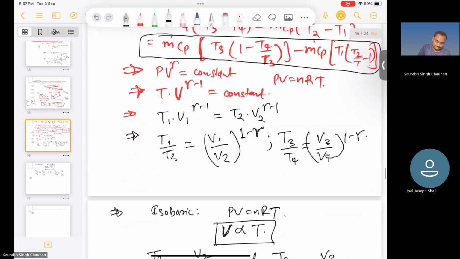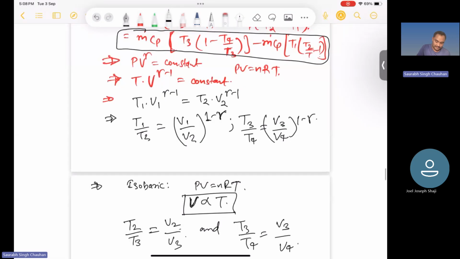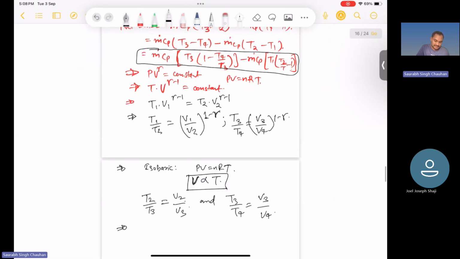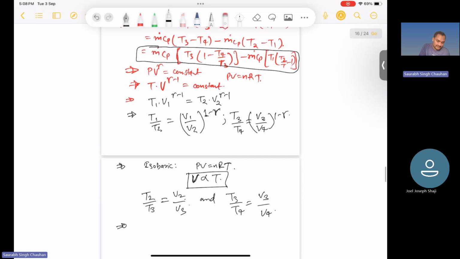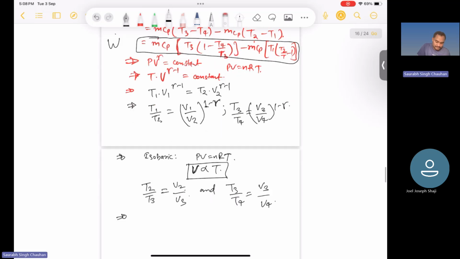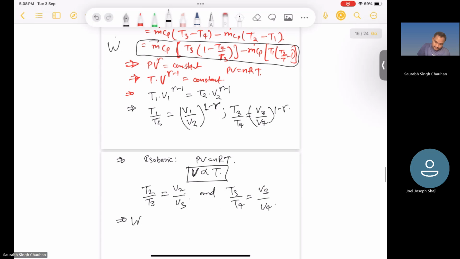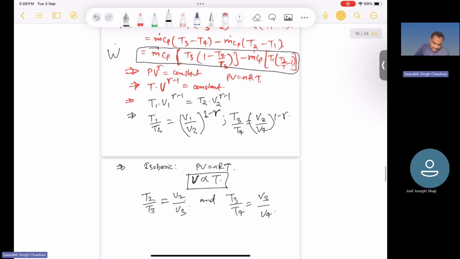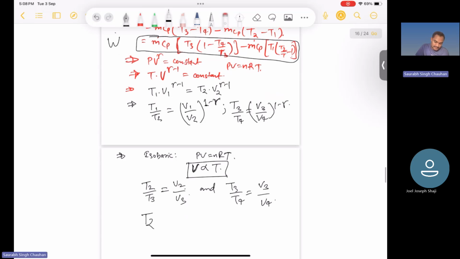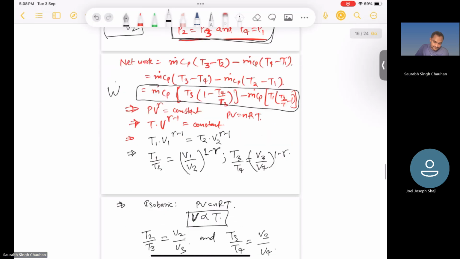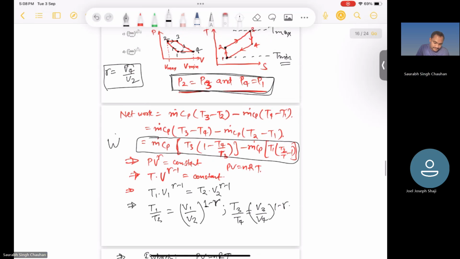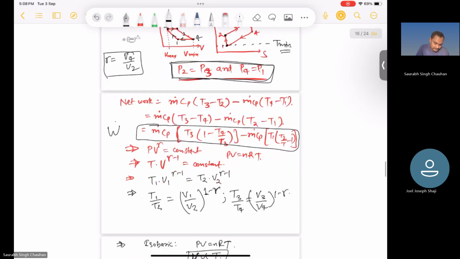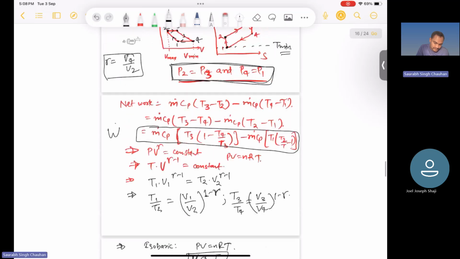So we have a lot of information. We will substitute all these things in the expression for W. Maybe from here we can get some information. T3 by T4, okay, fine. And T2 by T3. We also need to find T2 by T1.